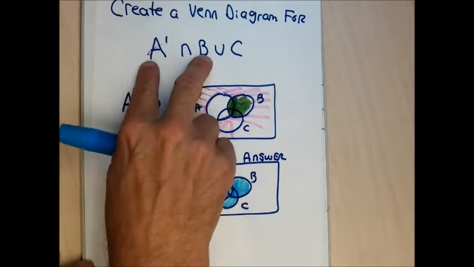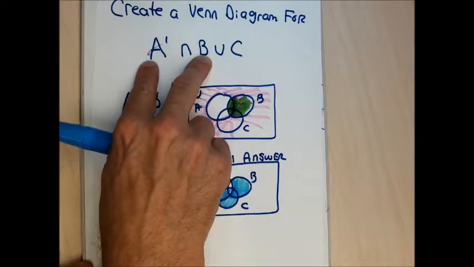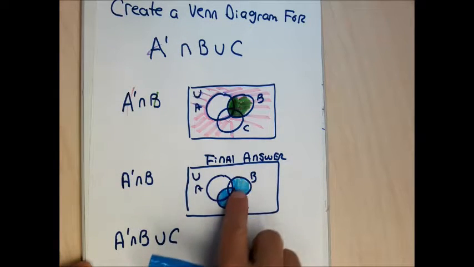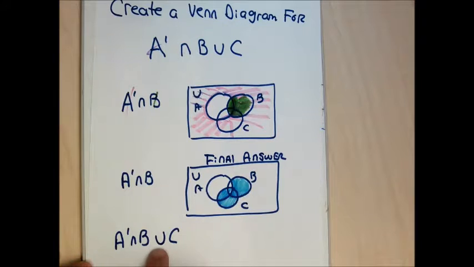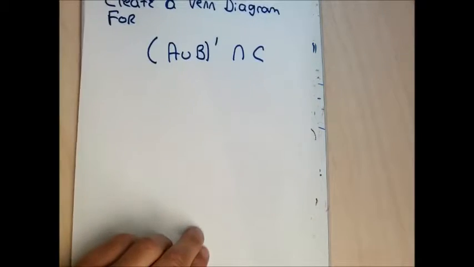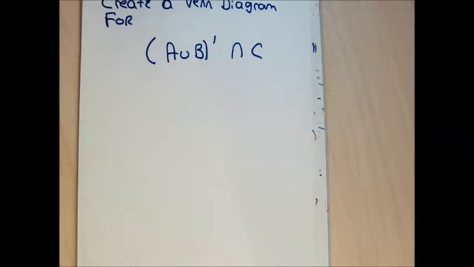So I worked from left to right. I got a pictorial representation of A complement intersection B, which was those two regions, and then I added to it in the same color, because I'm unioning and I can do that with one color, everything in C. All right. One more example before we start getting into the homework problems.